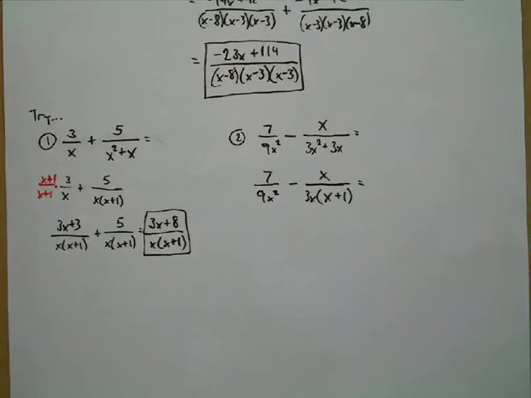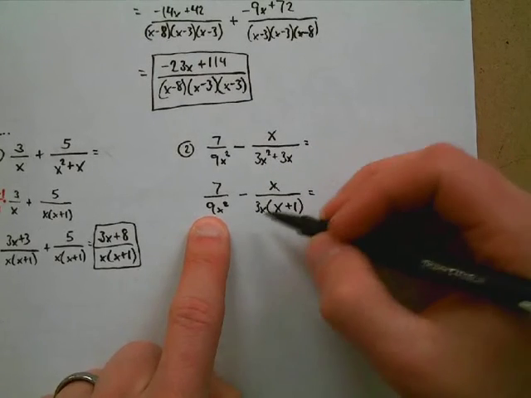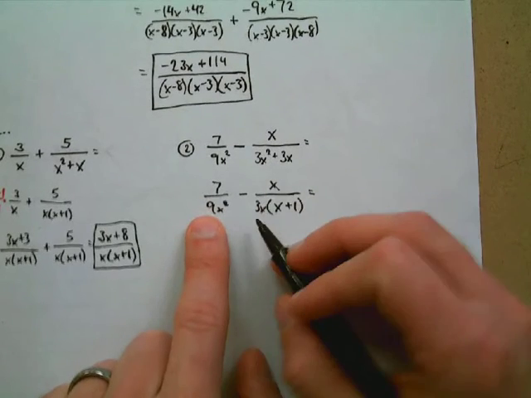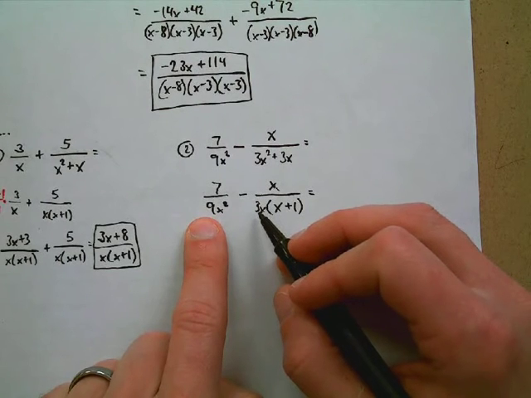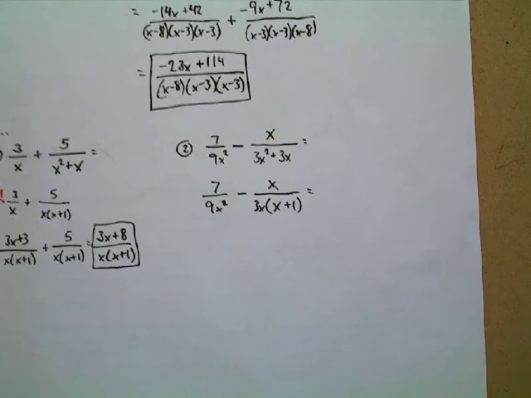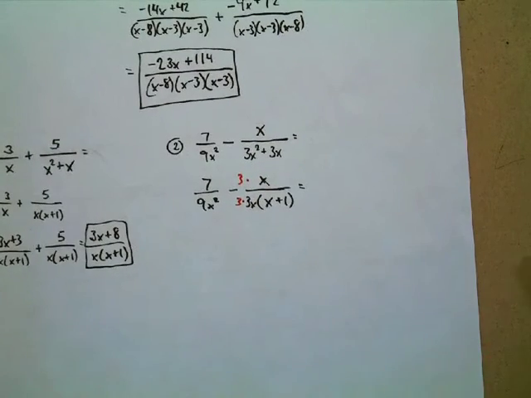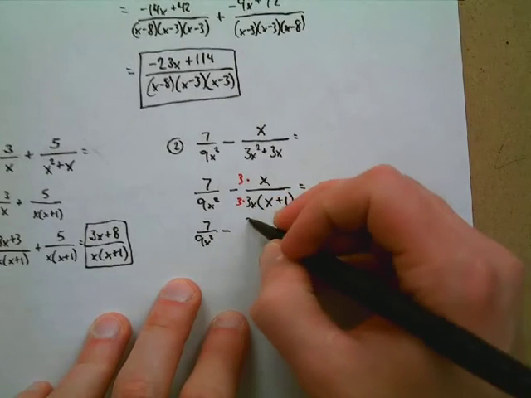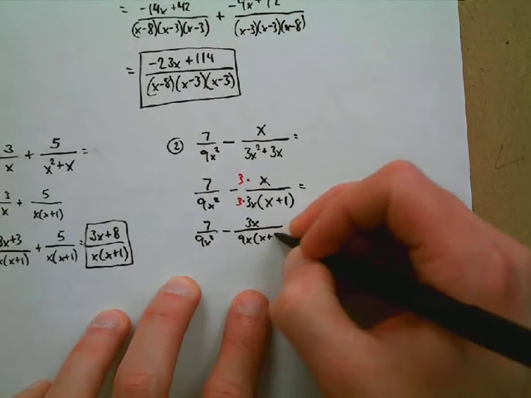Okay. So, let's take a look here then. What do we have? Well, this 9x squared, right? And we have 3x and x plus 1. So let's see here. We have a 9 here. We have a 3 here. So how can we fix this 3 to make it match with a 9? Multiply the top and bottom here by what? 3. Yeah, okay. So I'll multiply the top by 3 and the bottom by 3. Okay, and so now we have 7 over 9x squared minus 3x over 9x times x plus 1, like that.